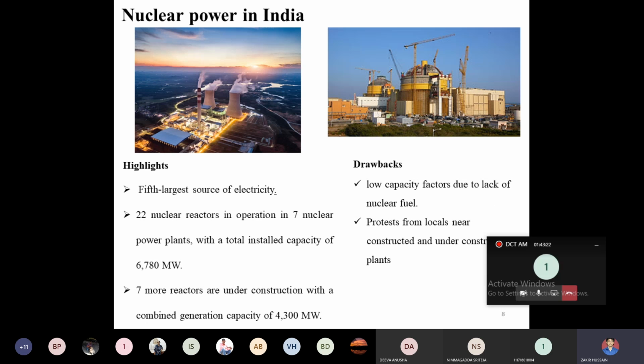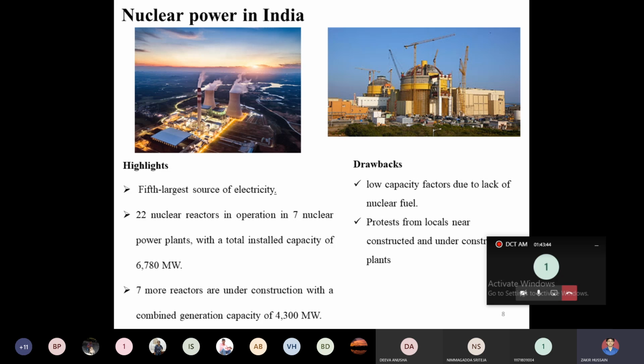Then various nuclear power plants are located in India. There are already 7 operational power plants in India, and 7 under construction. Overall, in these plants there are 22 reactors already. In nuclear electricity production, India is the fifth largest country.